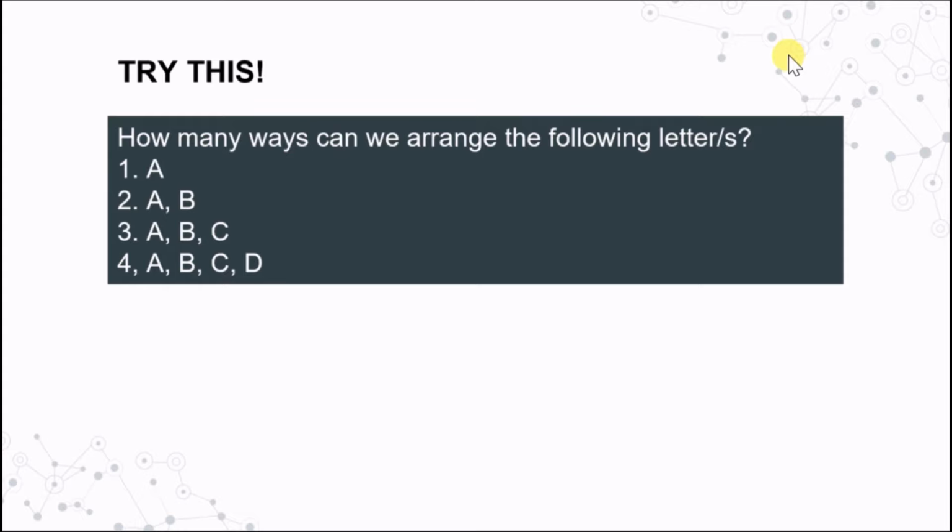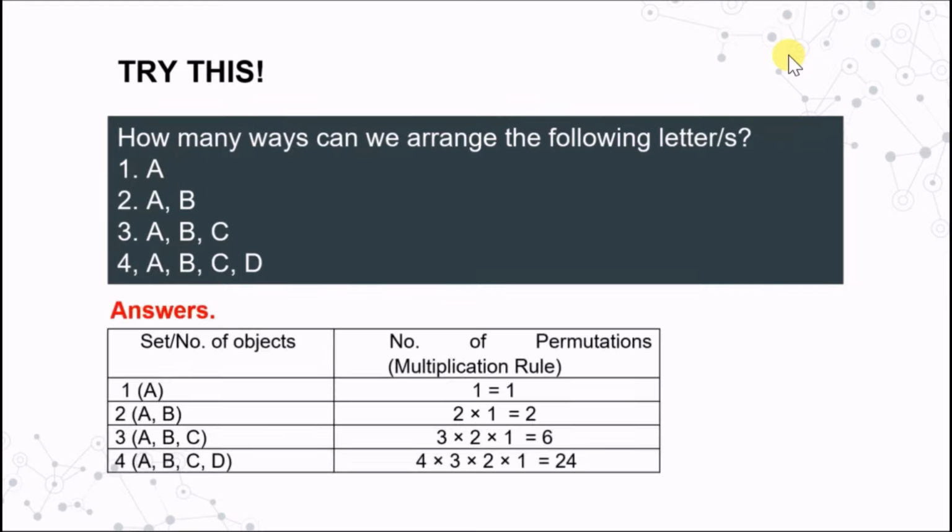We will be applying the fundamental counting principle again. Through the use of columns here, the first column holds the given set, or the content of each set, from items number 1 up to 4. For the second column, we apply the fundamental counting principle, the multiplication rule, wherein to arrange number 1, you will only have one way. For the second one, arranging A and B, we have 2 times 1, which is equal to 2. Listing all of those arrangements for number 2, those are AB and then BA.